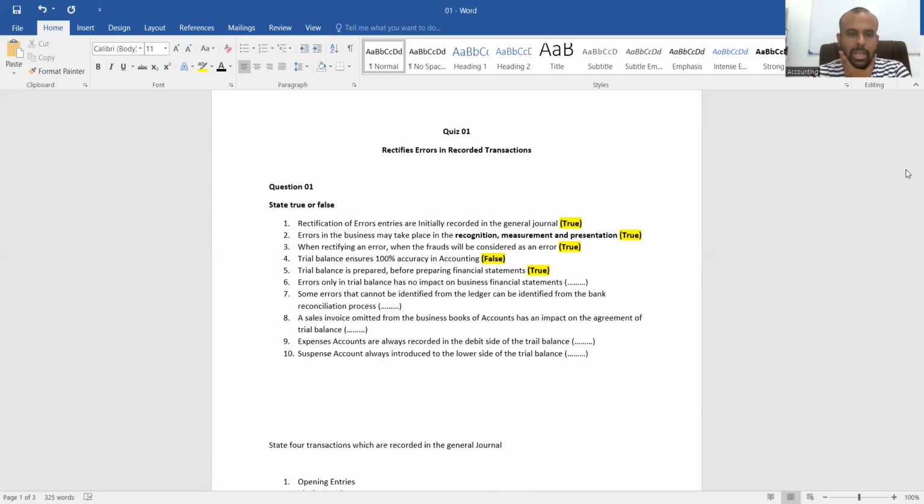Errors only in the trial balance has no impact on the business financial statements. Is it true? Errors that occur only in the trial balance. For example, the electricity bill account balance was not taken to the trial balance, or the sales account balance was taken incorrectly, while the sales account itself is recorded correctly. Errors only in the trial balance have no effect on financial statements. True or false? I need an answer from everyone. Yes or no?